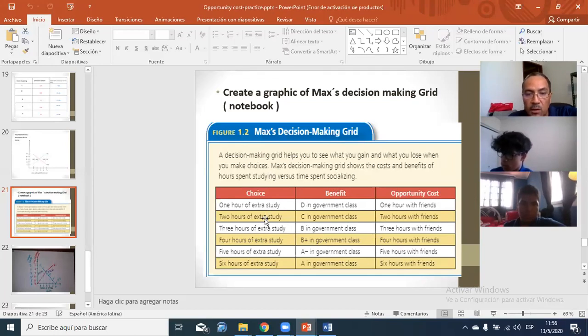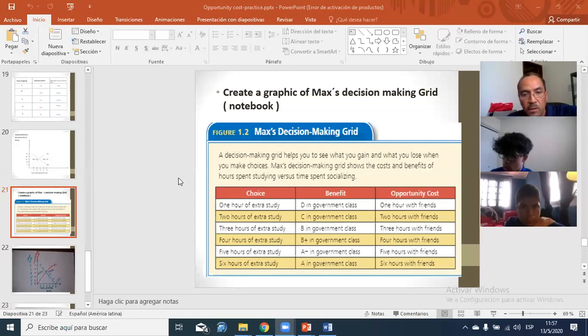If I use 2 hours, my marginal benefit is going to increase by 1, and you're supposed to get a C. And so on, until if you decide that you are going to study the 6 hours instead of spending time with your friends, hopefully you would get a grade of A. This is not something that is going to happen for sure, but at least you use this kind of tool or instrument in economics when you have to take a decision or evaluate your options.